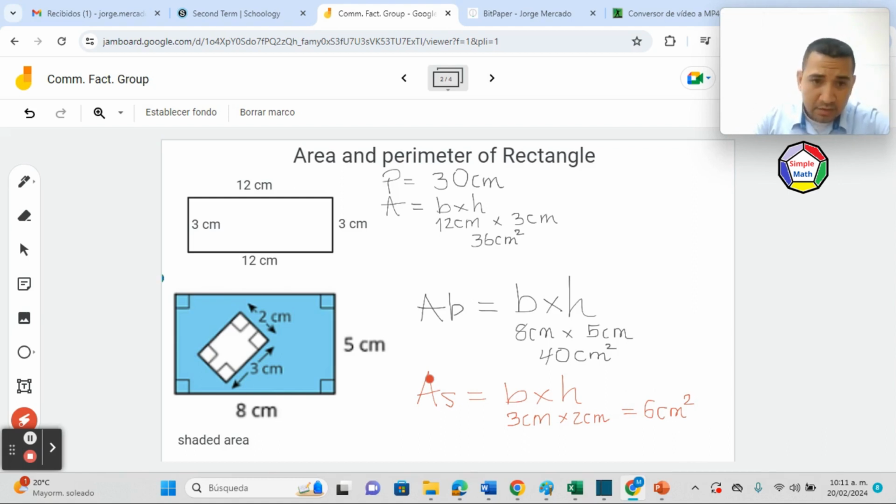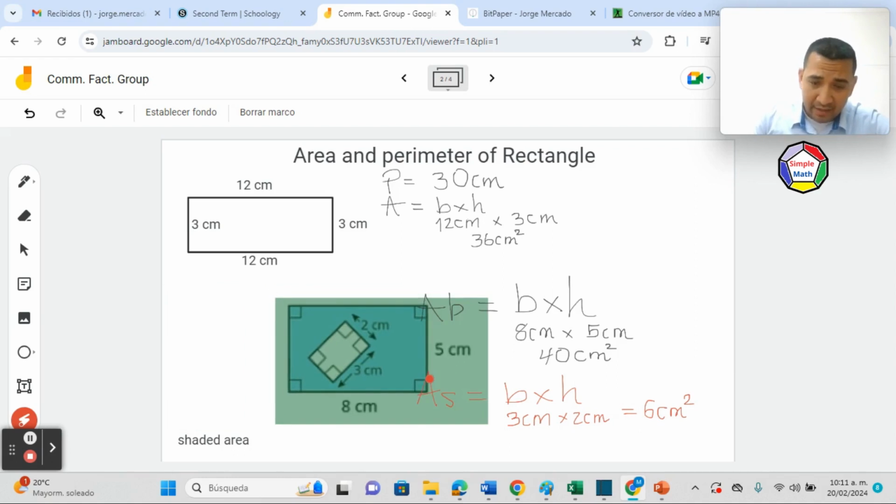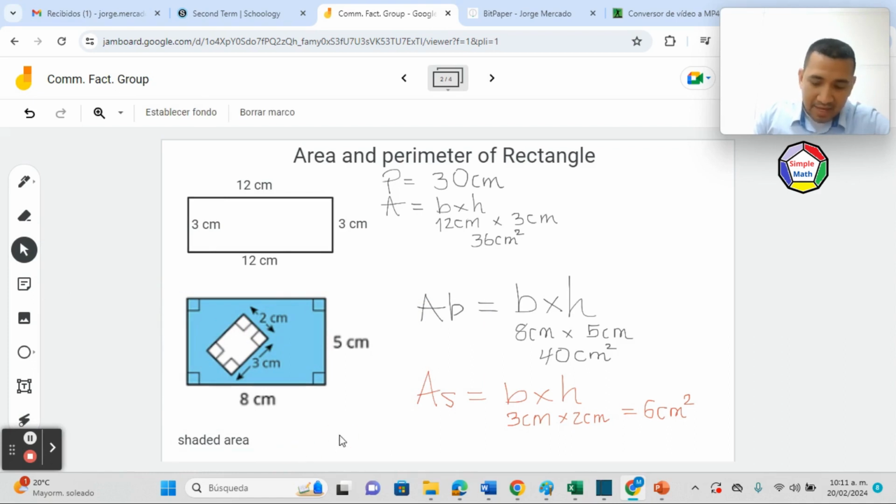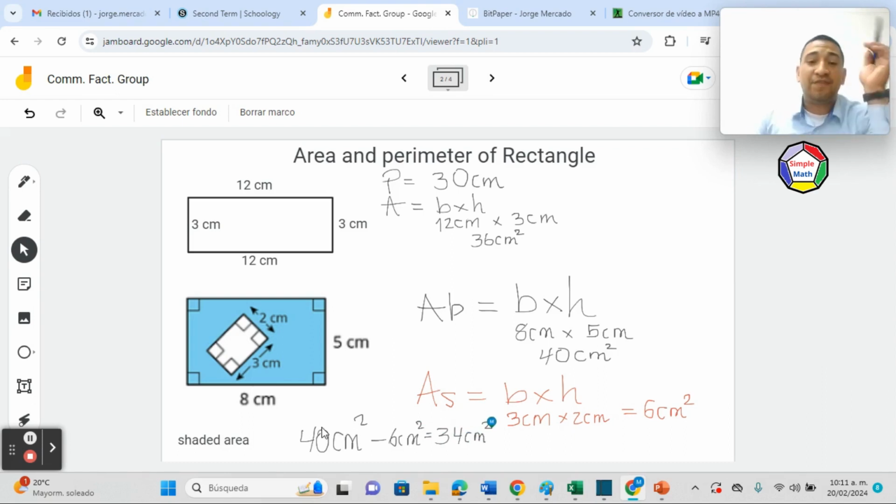So the shaded area. Sorry, I have technical problems here. Give me a while. The shaded area is, I'm going to change the color, 40 centimeters squared minus 6 centimeters squared, and that is 34 centimeters squared. And that's finally, guys, the shaded area, 34 centimeters squared.